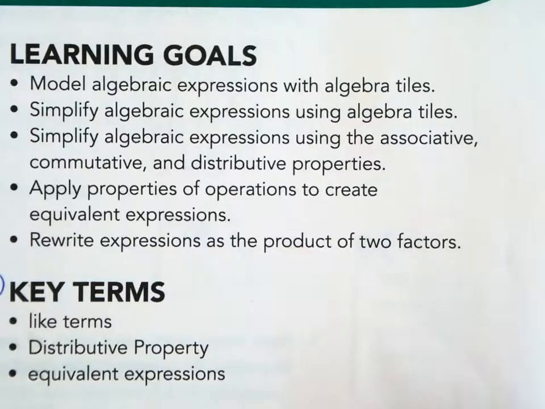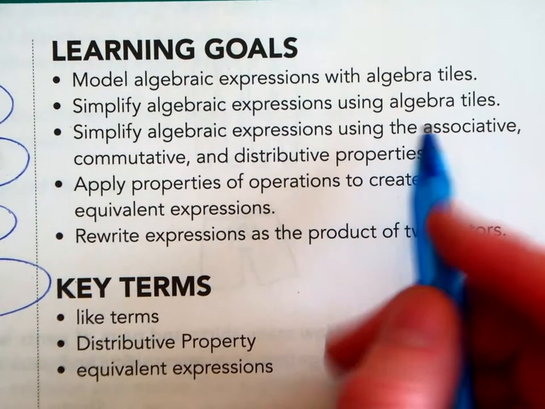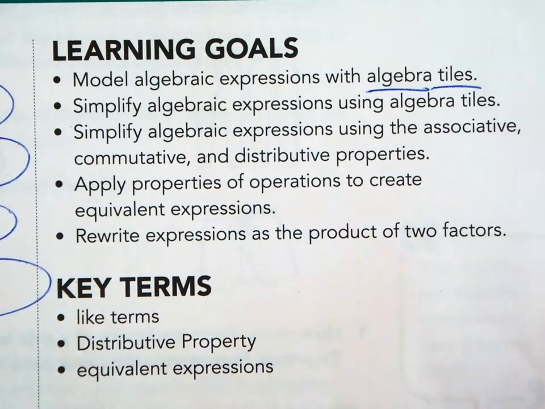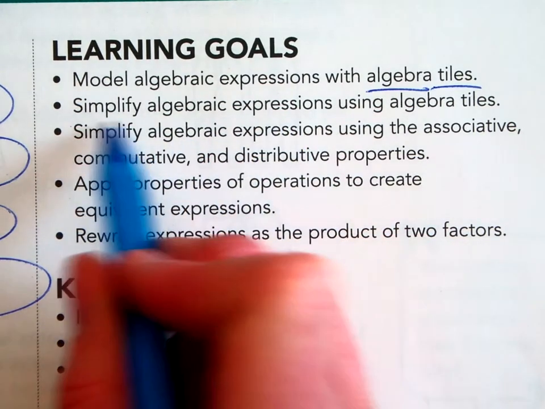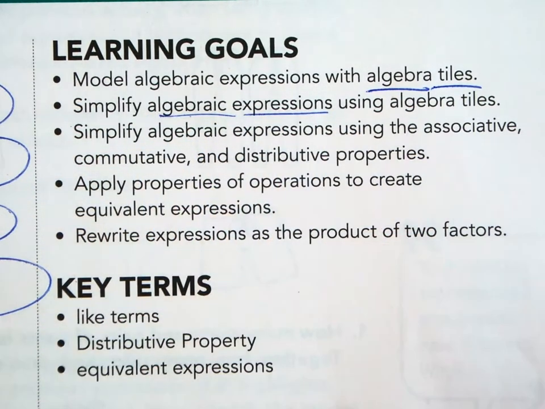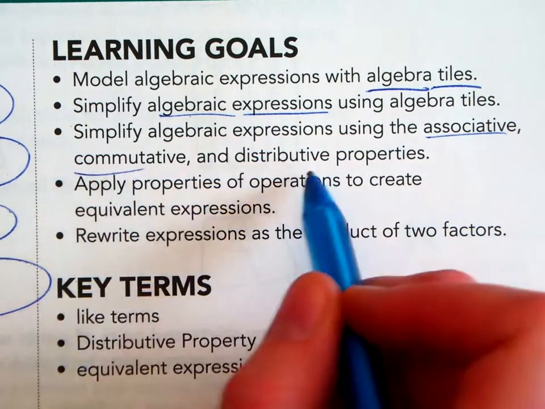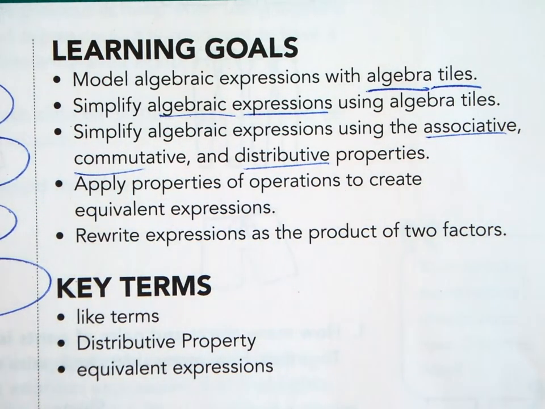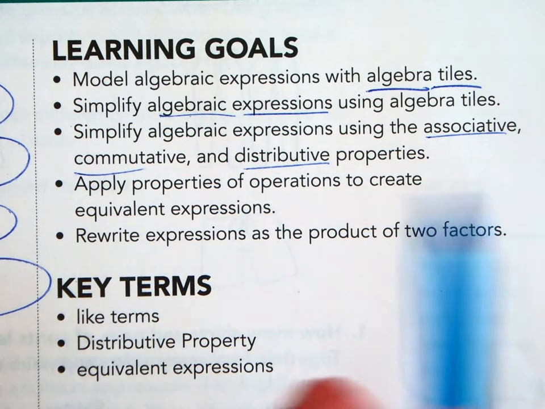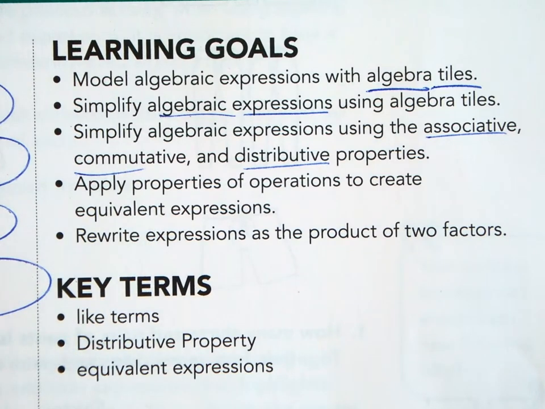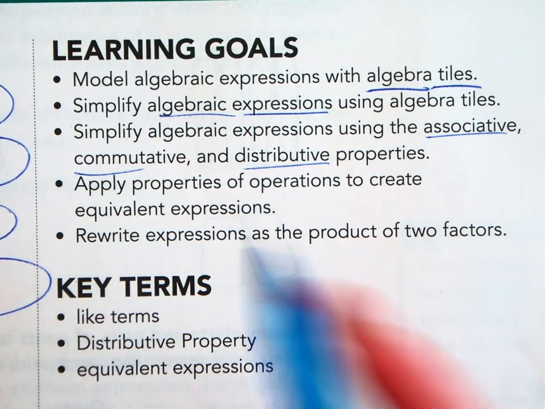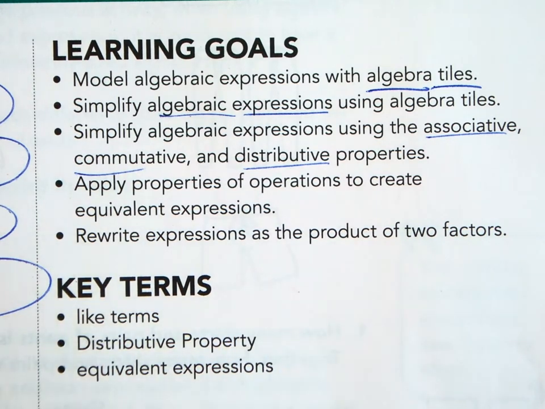Just to take a look ahead at the learning goals, this is when we introduce the algebra tiles. We're going to create and simplify algebraic expressions. We're going to use the associative, commutative, and distributive properties to help simplify the expressions. We're also going to rewrite expressions as the product of 2 factors.